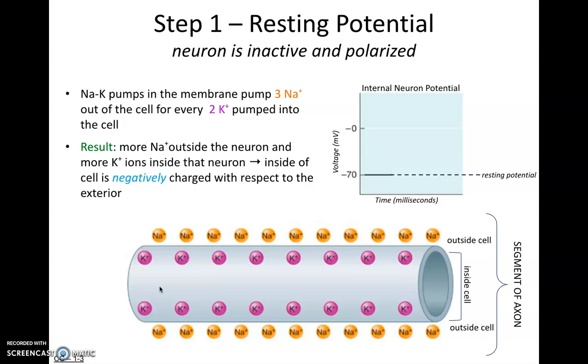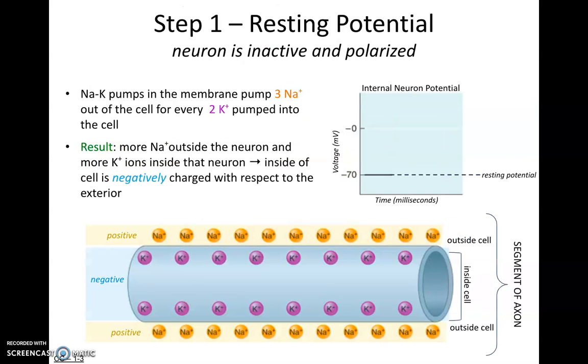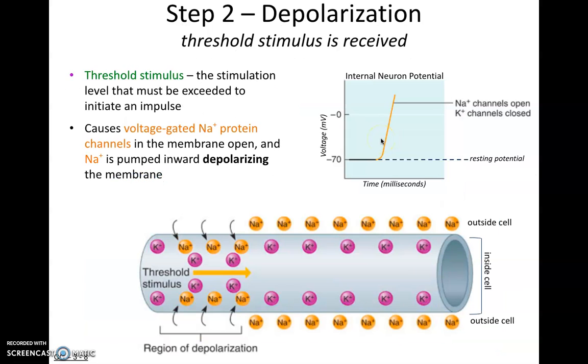So this is just resting. This is just a neuron just hanging out. Again, positive outside, negative inside. We're resting inside here, again at like negative 70 millivolts, just like we referenced. Negative on the inside, negative measurement. All right, so step 2 is called depolarization. Oh, I also want to point out to you here, it says neuron is inactive and polarized.